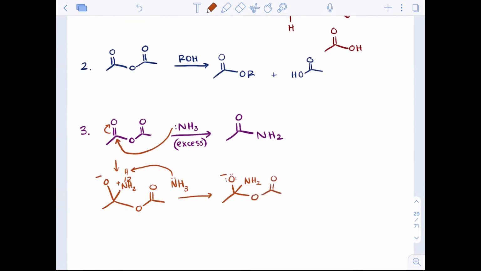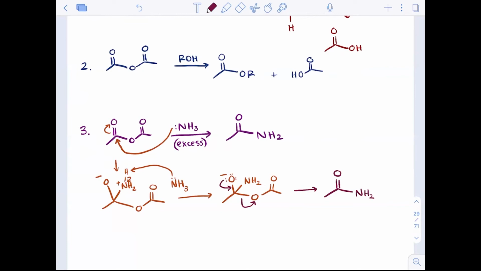We do not, on this reaction, need to protonate the oxygen because nitrogen is more basic than oxygen. Nitrogen holds a positive charge better. Oxygen holds a negative charge better. So we kick out a carboxylate ion, and we're left with the amide.